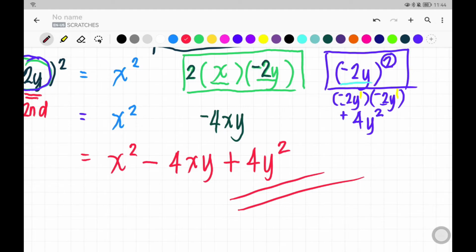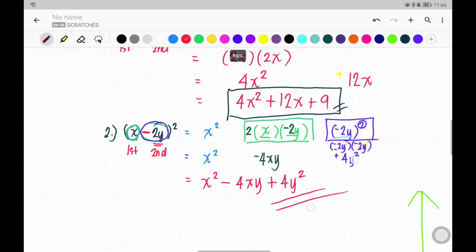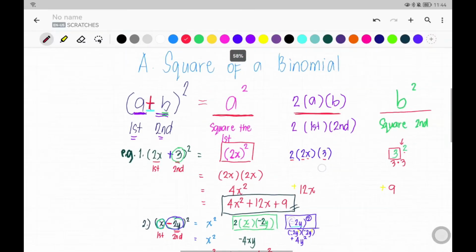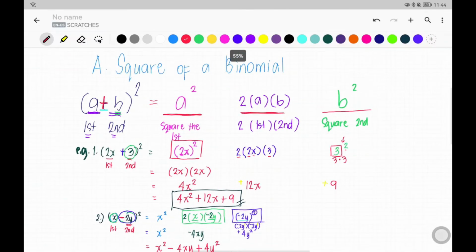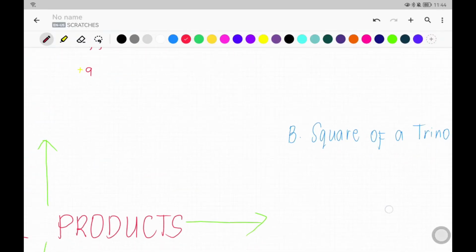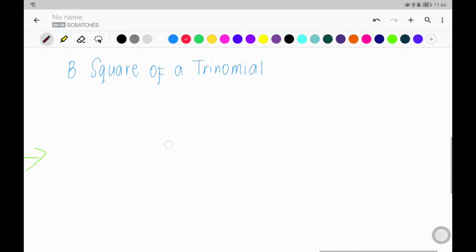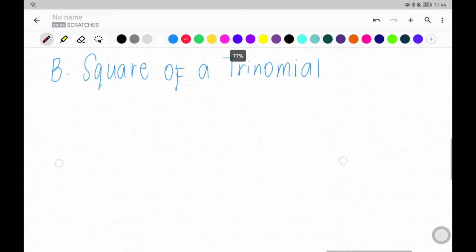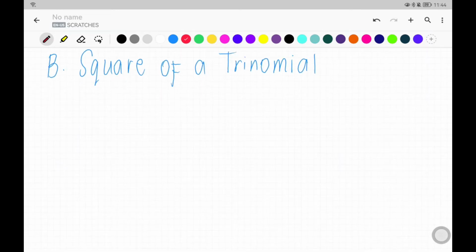Okay. So, yan pa lang yung sa ano natin, square of a binomial. We still have 3 more special products, and we go to the second special product, and which is the square of a trinomial. Alright? So, how do we get the square of a trinomial? This one, since trinomial to, trinomial talaga yung i-square natin. Okay?